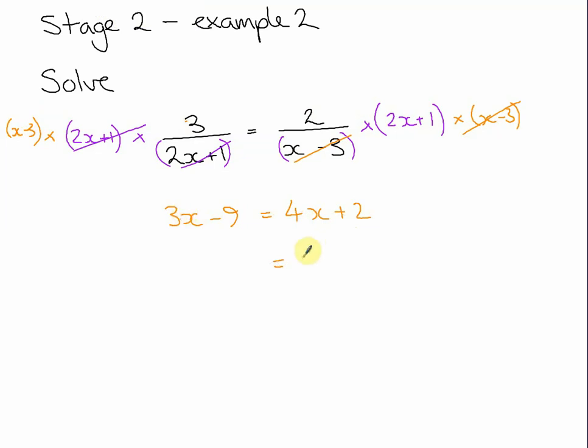So x is on one side, let's collect them on here again, get rid of this plus 2, and we get minus 11. You can sub that in to make sure it works. Let's move on to stage 3.